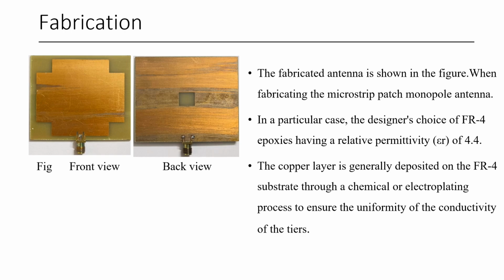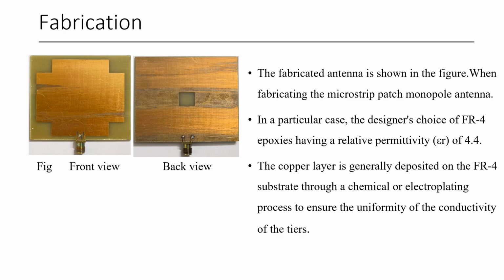And now the fabrication of the antenna is done. When fabricating the microstrip patch monopole antenna, the right material must be chosen in such a way that it will result in highly efficient operation at the desired frequency. It is important to discuss the role of substrate material in defining the electrical properties of the antenna. The designer's choice of FR4 epoxy, having a relative permittivity of 4.4, is due to its being the most cost effective, easy to make, and therefore having good mechanical stability.